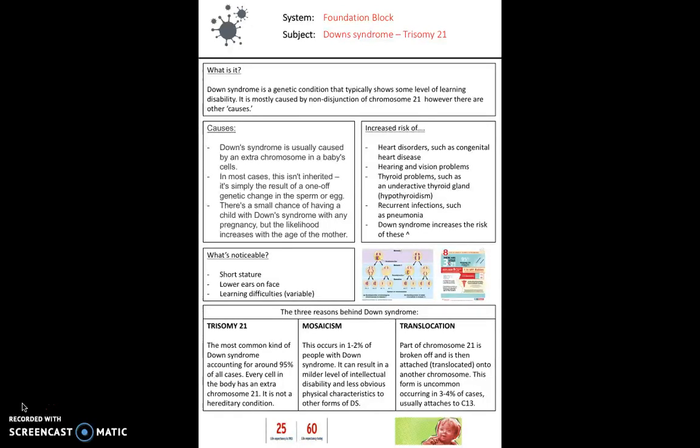What does Down syndrome increase the risk of? Well, you should be thinking about heart disorders, you should be thinking about hearing and vision problems, thyroid problems, and any recurrent infections such as pneumonia.